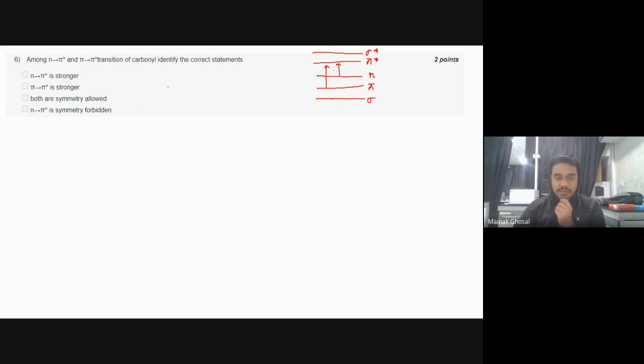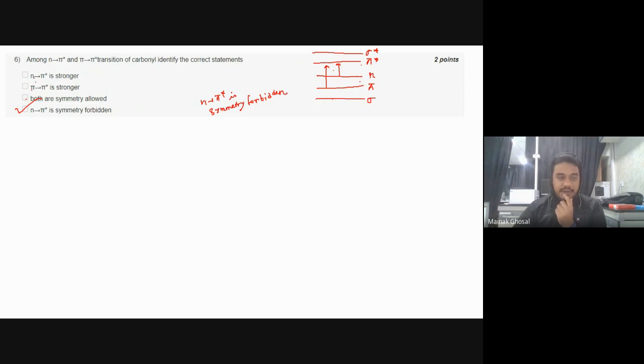Okay, so you know that n to pi star transition is actually symmetry forbidden, but pi to pi star is symmetry allowed. Why? Because you have seen that if pi is u, then pi star will be g, and u to g is allowed, you know. N to pi star is actually symmetry forbidden. It is here written, yes, n to pi star is symmetry forbidden. Both symmetry allowed is not correct.